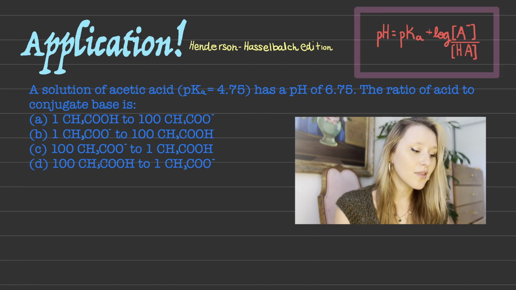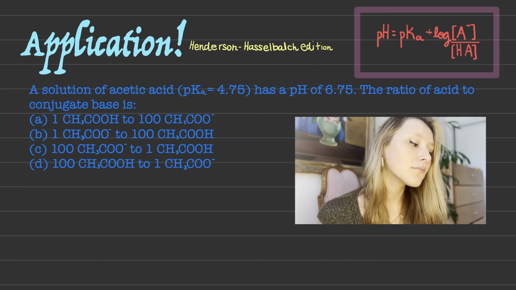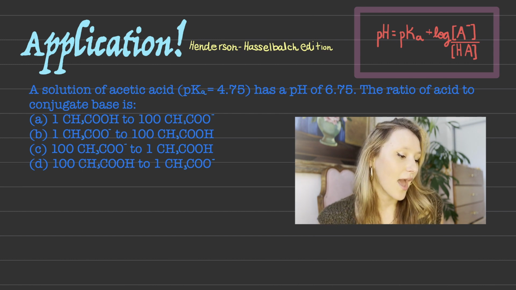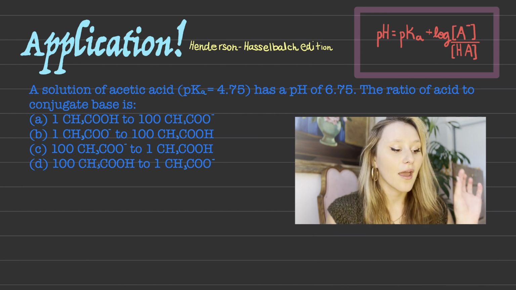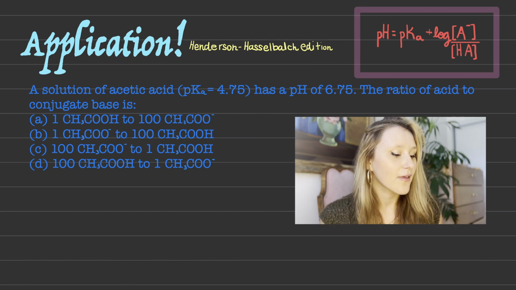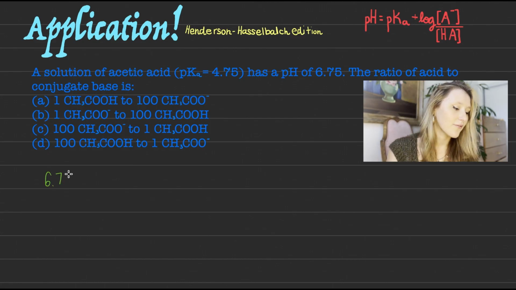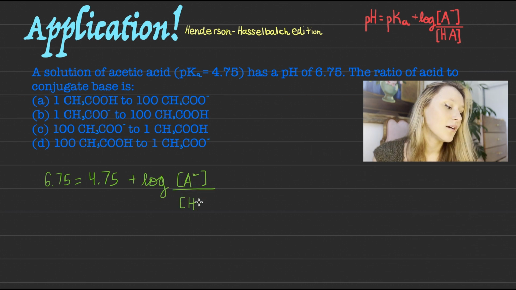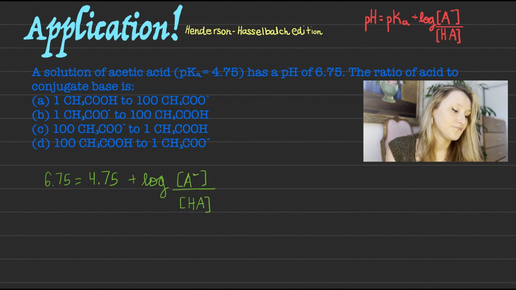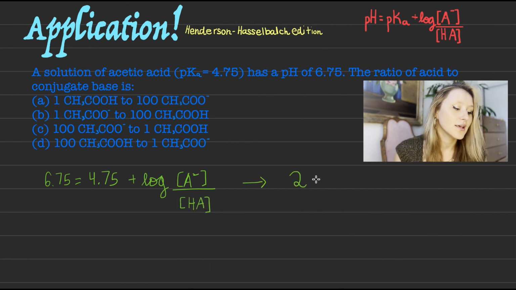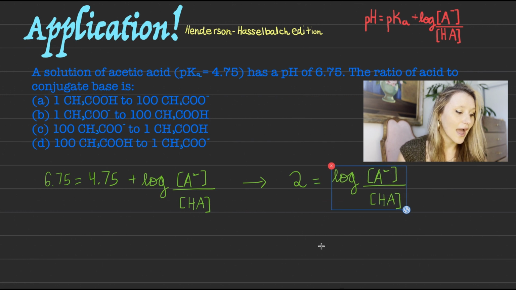Okay, so this is called the Henderson-Hasselbalch equation. pH is equal to pKa plus log of the concentration of the base over the concentration of the acid. So let's just plug in what we know. We have 6.75, which is equal to 4.75 plus log of the base over the acid. Subtracting 4.75, we get 2 is equal to log of the base over the acid.